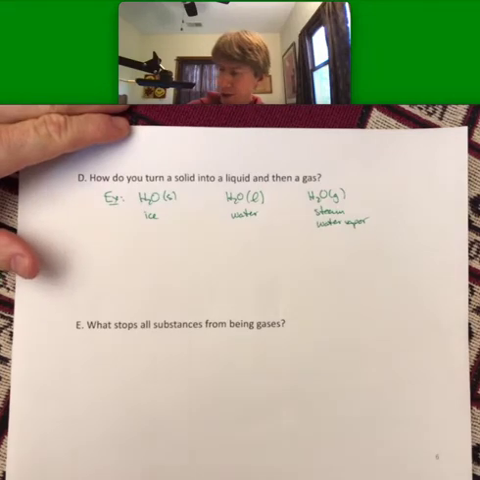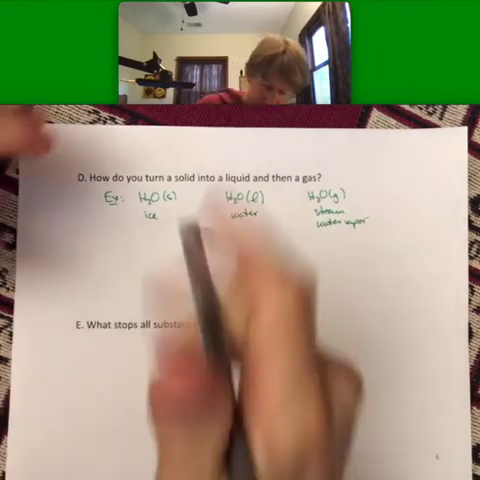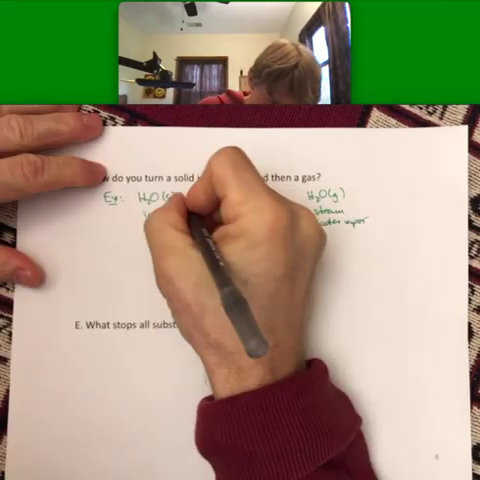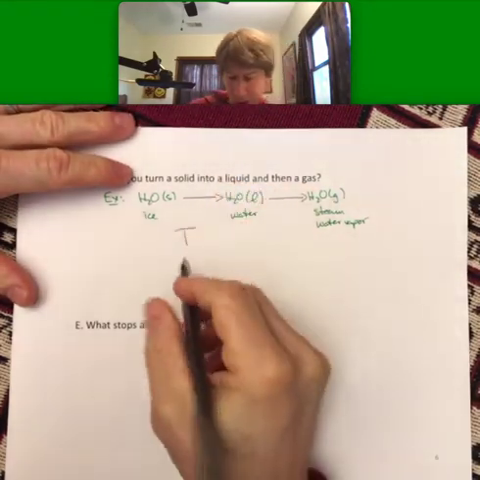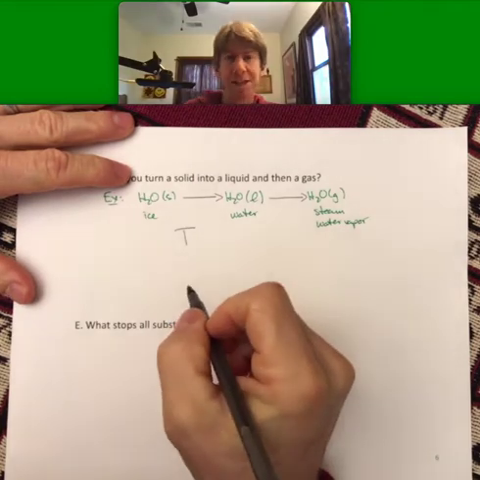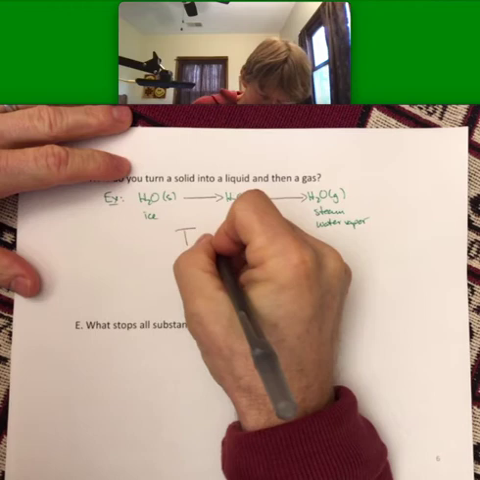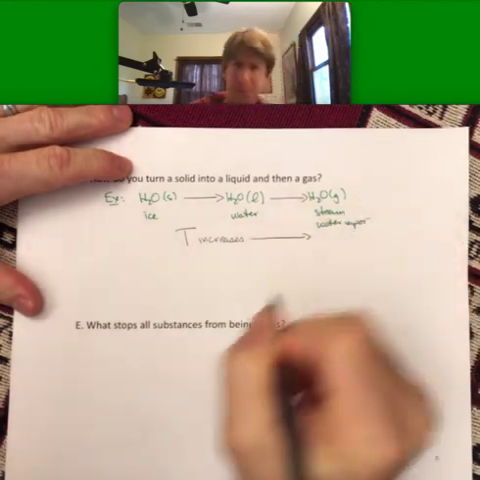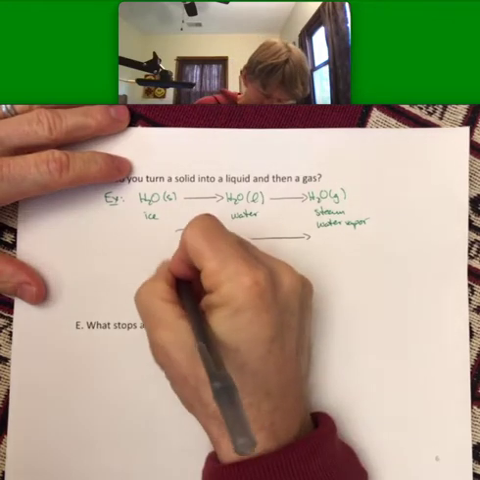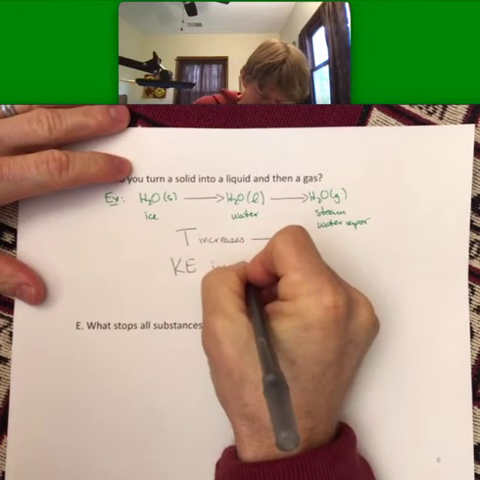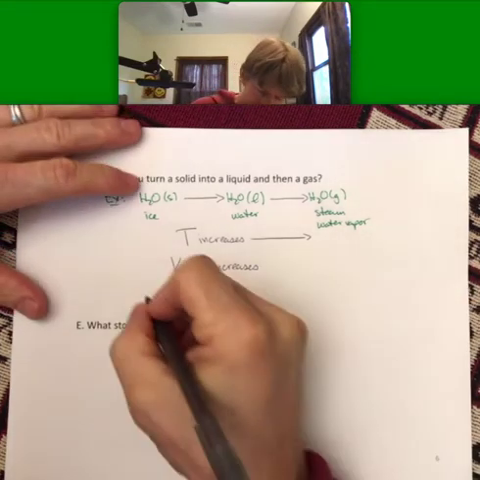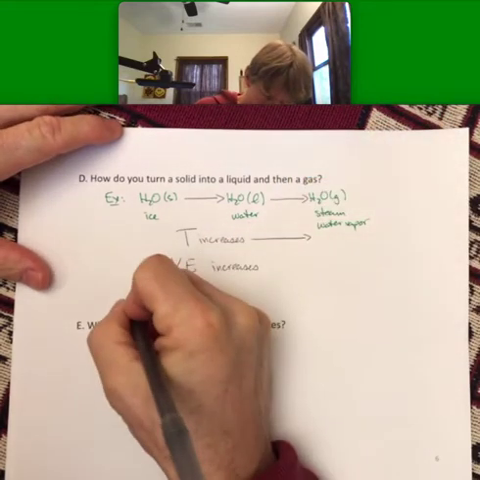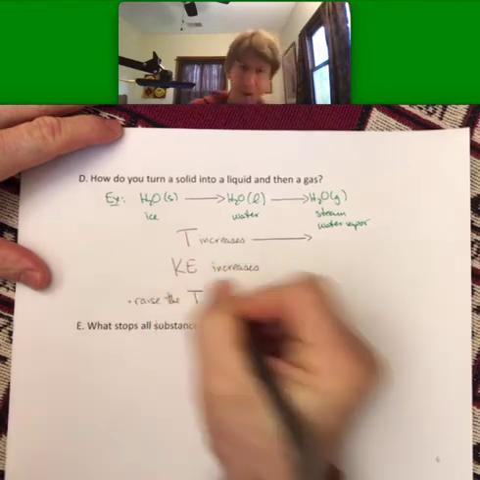And as we go from one of these to the other, we will say two things. Temperature increases, and here I'm going to start using T. Capital T is always temperature. T increases. And what we've just said is kinetic energy increases, KE, increases as well. More motion, higher temperatures. And so if you want to turn a solid into a liquid and then a gas, you raise the temperature. So to answer the question, raise the temperature. Raise the T.